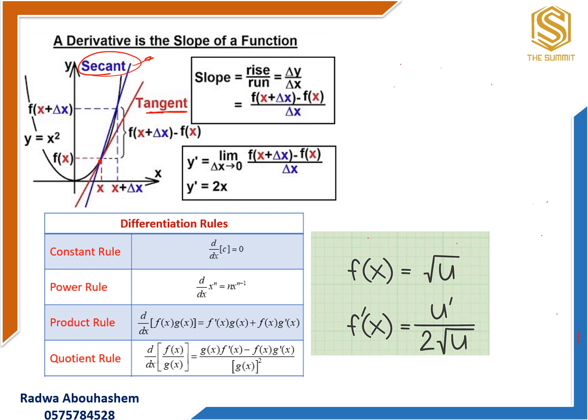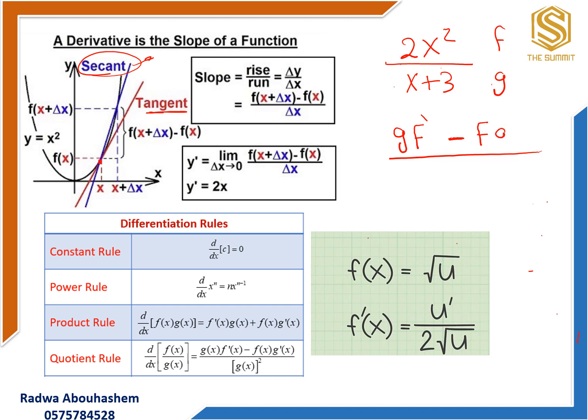Let me try to give it to you like this. Here I have 2x power 2 over x plus 3. I'm asking you to take the derivative for this. So here is the rule. You have to start at the beginning with the first function, which is g. This is g and this is f. So g multiplied by the derivative of the first function minus first function multiplied by the derivative of the second function over the second function power 2.